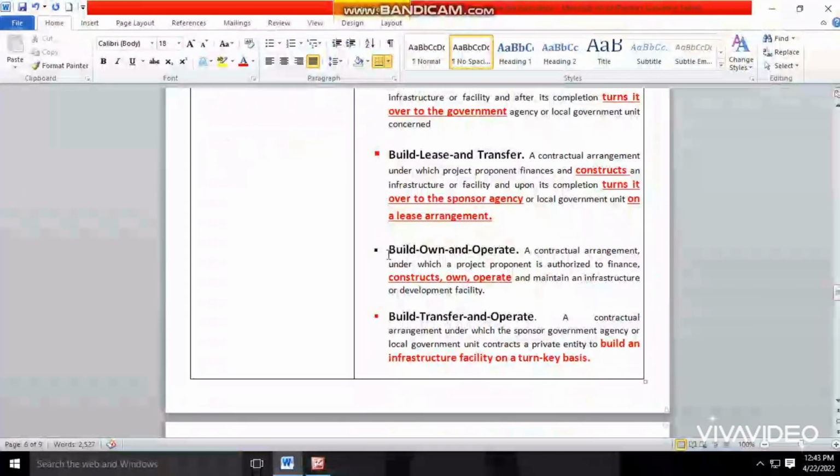How about build, own, and operate? Basically, mababasa mo po sa kanyang description itong construct, own, operate. Paano naman po itong build, transfer, and operate? Its description is meron itong build an infrastructure facility on a turnkey basis.